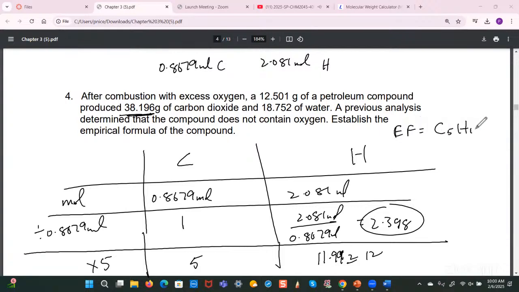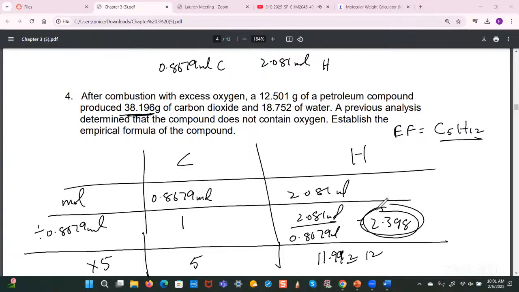And why multiply by 5? Well, you have to choose an integer that, when you multiply this number by it, it becomes an integer, or very close to an integer. So as he correctly said, 5 would be that number, because when I multiply that number by 5, I got 11.99, which is almost 12, right? So that's where you get that. So therefore, the empirical formula is C5H12.